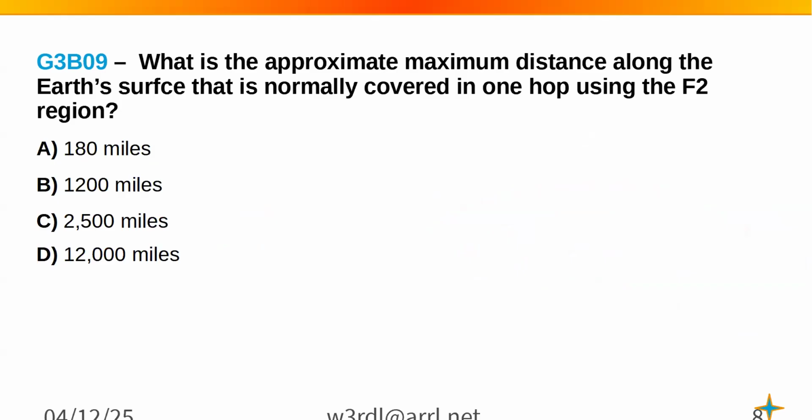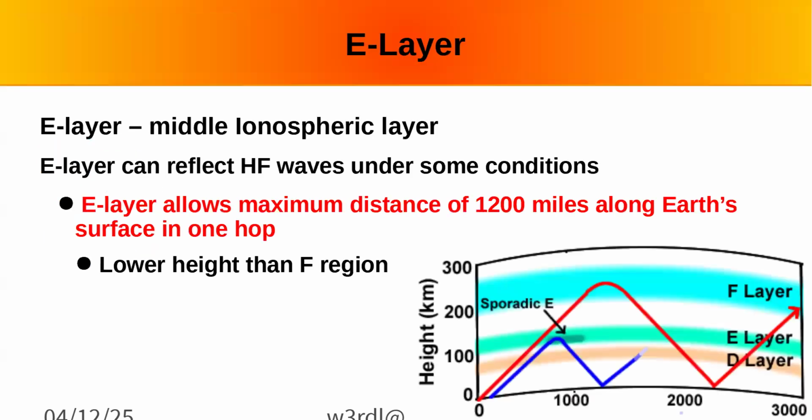What's the approximate maximum distance along the Earth's surface normally covered in one hop using F2? The middle layer, or the E layer, is where we get the sporadic stuff and auroral. So you can go up to about 1,200 miles. So that's the main thing to remember: the F layer is twice the E layer as far as hop distance.